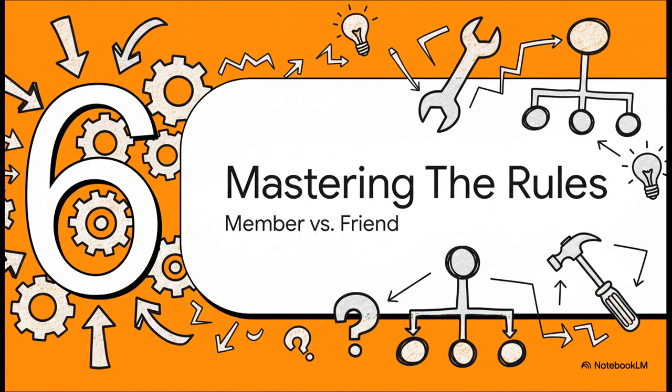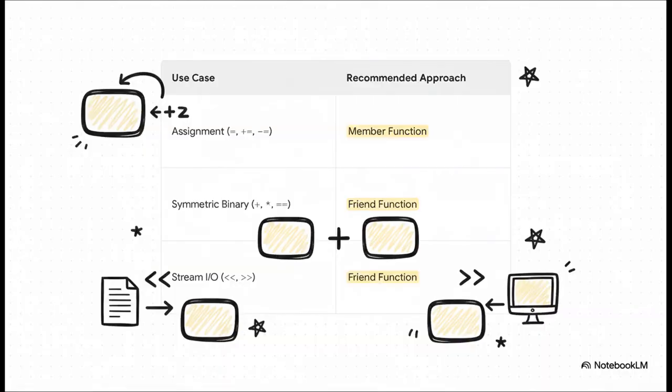Okay, that might feel like a lot to keep track of, but don't worry. The crucial thing is just knowing when to use which tool. And it actually boils down to a really simple set of rules. And here it is. This is your cheat sheet. Seriously. For any assignment operators, like +=, that actually modify the object, they belong to the class, so make them member functions. But for symmetric binary operators like +, *, or ==, and for stream operators like <<, you need that flexibility of a non-member. Make them friend functions.